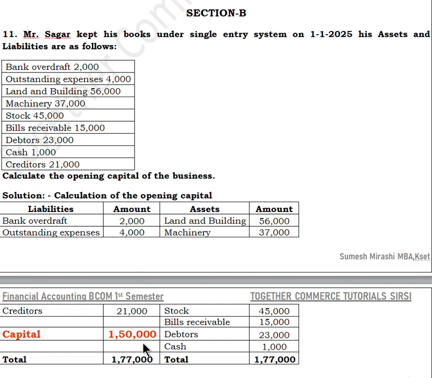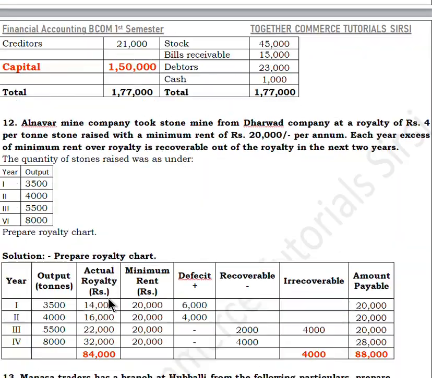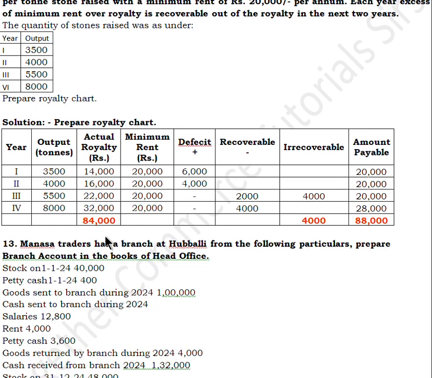Then you have to find a balancing figure on the liability side. When you take 1,77,000 from here, write it down in this column. Then you have to subtract these amounts: 1,77,000 minus 2,000 minus 4,000 and minus 21,000. So the balancing figure or the answer you will get is called the capital. So as simple as that. Let us move on to the 12th question.